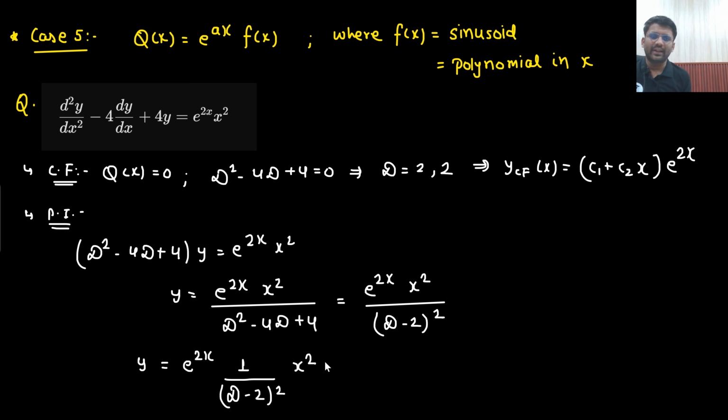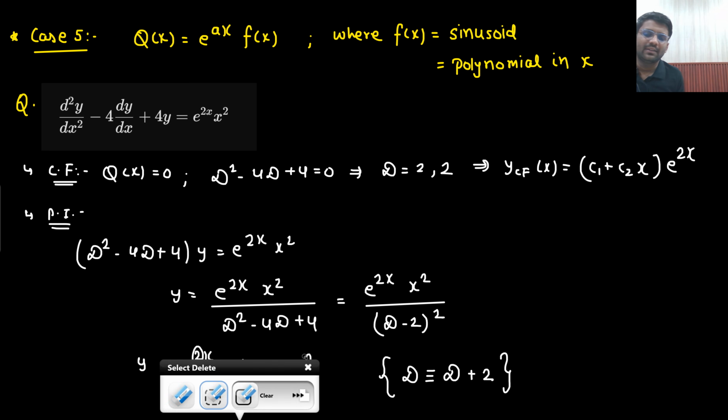E to the power 2x you will take aside. So now you are taking e to the power 2x as a constant. When you take e to the power 2x as a constant, your D will be replaced with D plus this factor. What is this? 2. So D will be replaced with D plus 2. So in place of D, you need to write down D plus 2. That's it. Is that understandable to you?